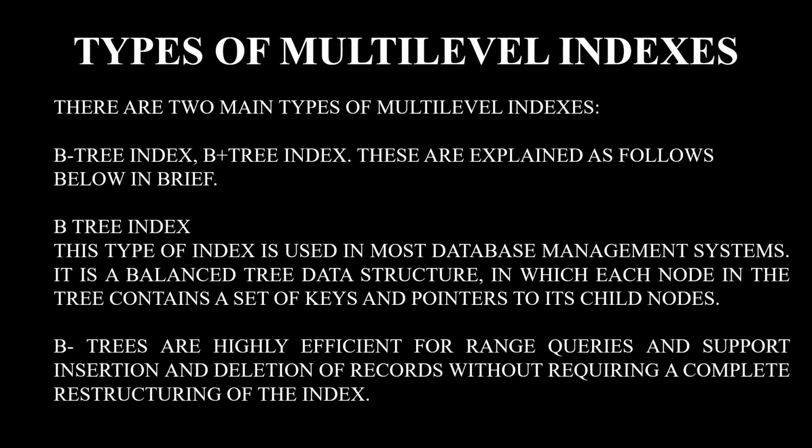Types of multi-level index. There are two main types of multi-level indexes, B-tree index and B plus tree index. These are explained briefly as follows. B-tree index: this type of index is used in most database management systems. It's a balanced tree data structure in which each node in the tree contains a set of keys and pointers to its child nodes. B-trees are highly efficient for range queries and support insertion and deletion of records without requiring a complete restructuring of the index.